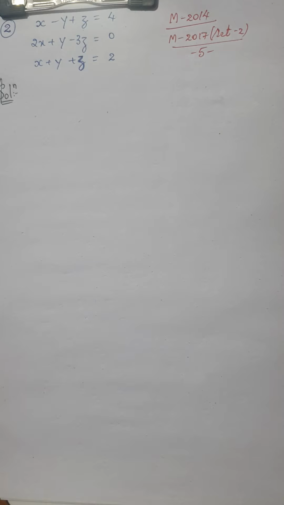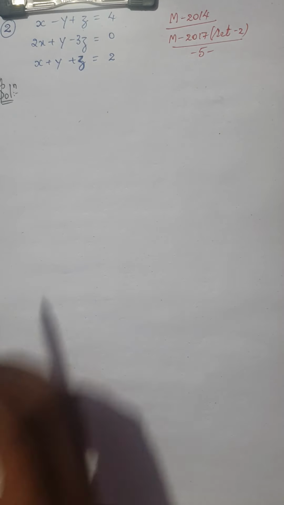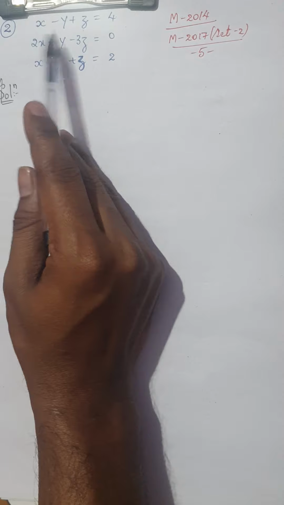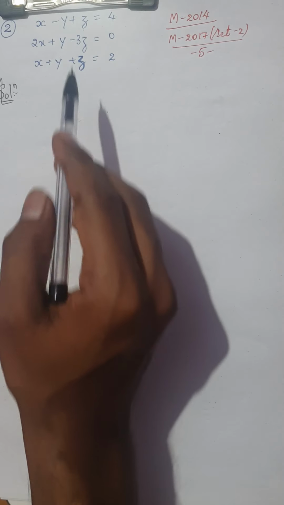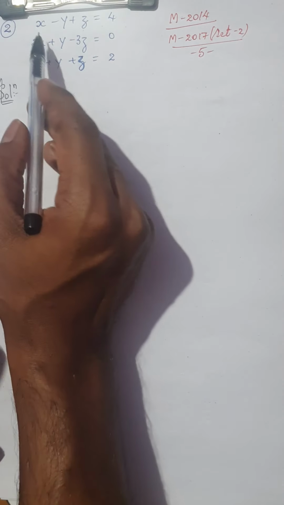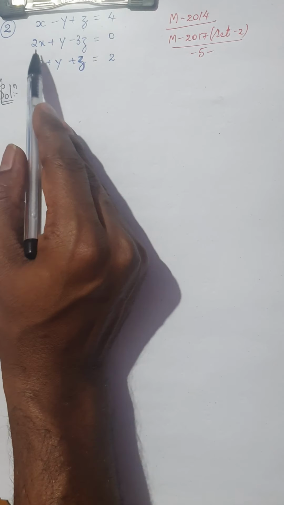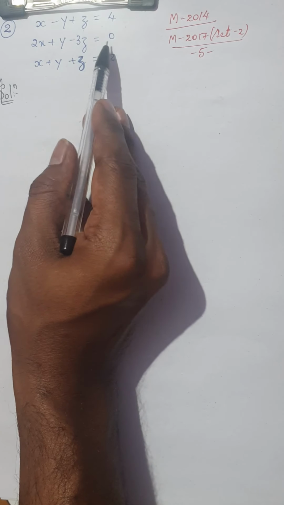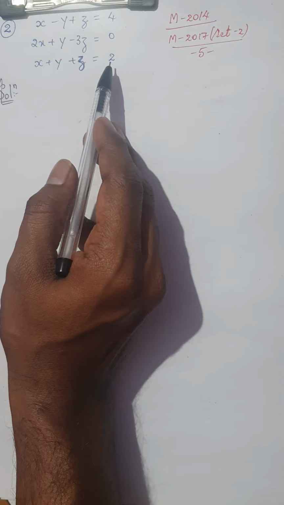Right. Then the second question I have is, the question is the same: solve the following system of linear equations by matrix method. x minus y plus z equals 4, 2x plus y minus 3z equals 0, x plus y plus z equals 2.